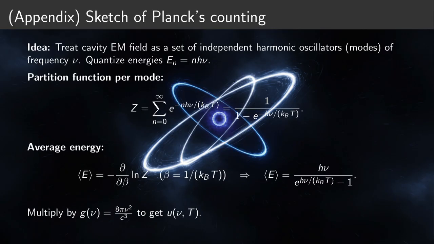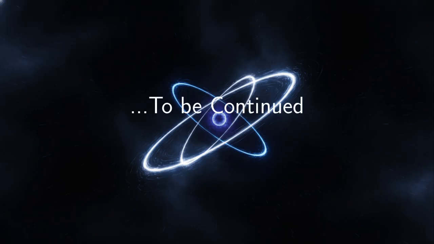At a deeper level, Planck treated each mode as a quantum harmonic oscillator. Using a partition function, he calculated the average energy per mode. This leads directly to the Planck distribution. Multiplying by the number of modes gives the full energy spectrum. To be continued.